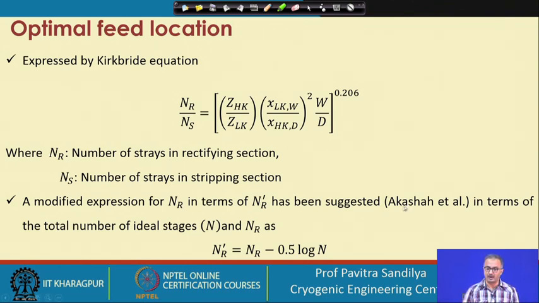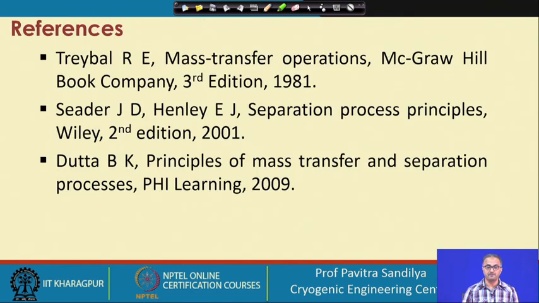And Akasha modified this particular expression for the NR in terms of the total number of ideal stages. This is the modification they have done to find the number of ideal stages in the rectification section. And you can find more detail about this from these reference books.